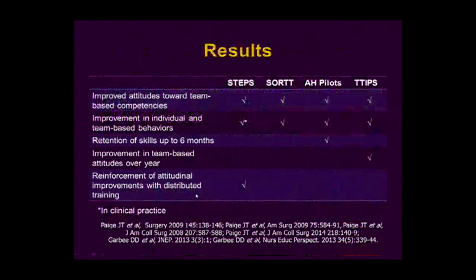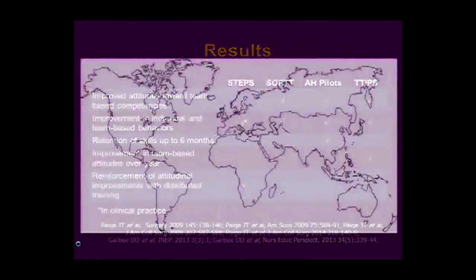So what have we found? Well, basically we found that it's great at improving attitudes towards team-based competencies. We also show that people learn, so they adopt the behaviors that we're teaching. We showed some retention of skills, so this lasts for some time. It looks like it lasts up to 6 months. And then we've also shown that there's reinforcement of the attitudes and improvement in team-based attitudes over the course of a year. That's what we showed in our most recent one.